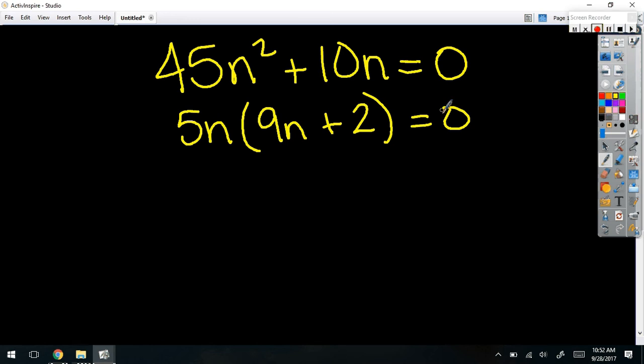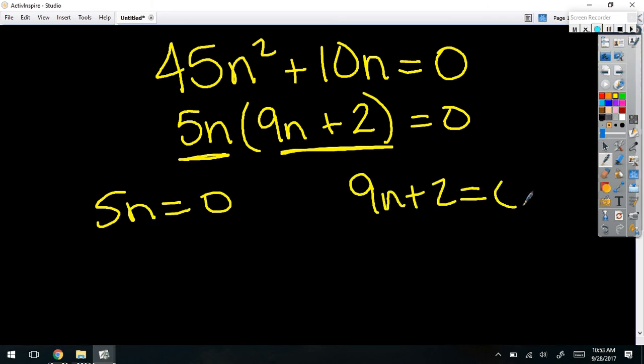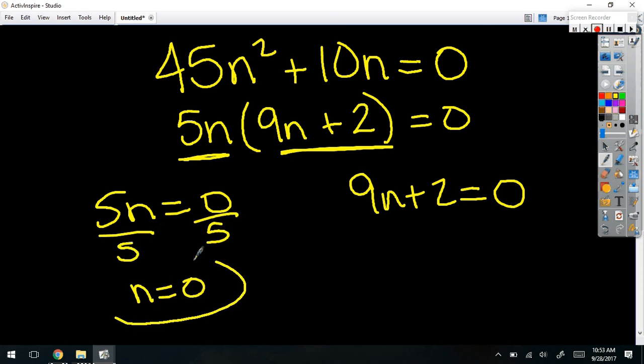Do you agree that at the point I am now, I can't factor anything else? Do you also agree that I am multiplying two things together? Do you also agree that when I multiply two things together to equal 0, one or both of them has to be 0? Then 5n must be 0, or 9n plus 2 must be 0. Just because it's in front doesn't mean you can't set it equal to 0, because it's not a plus or minus thing. So when I divide by 5, you get n equals 0. There's one answer.